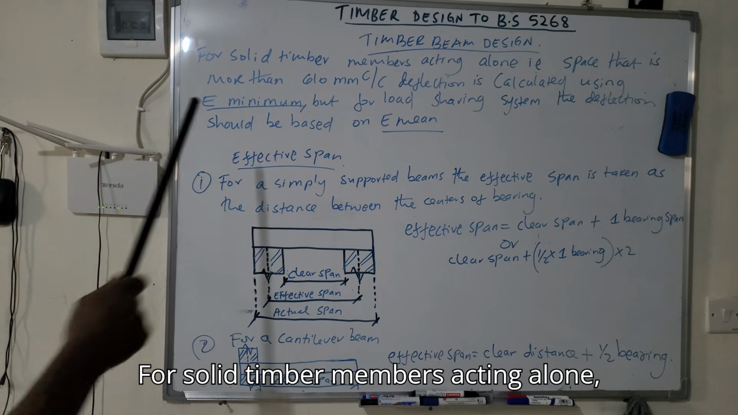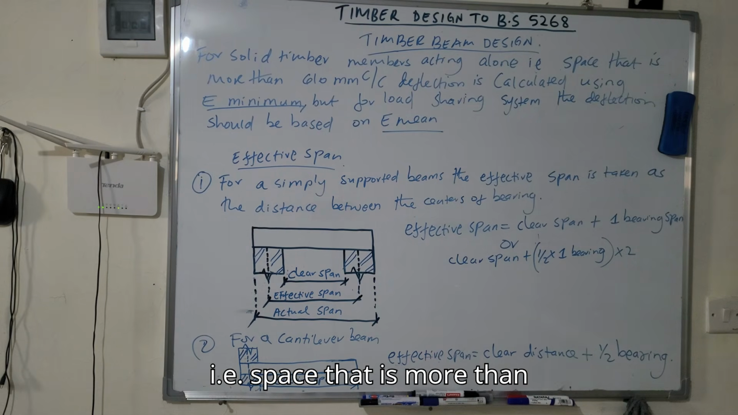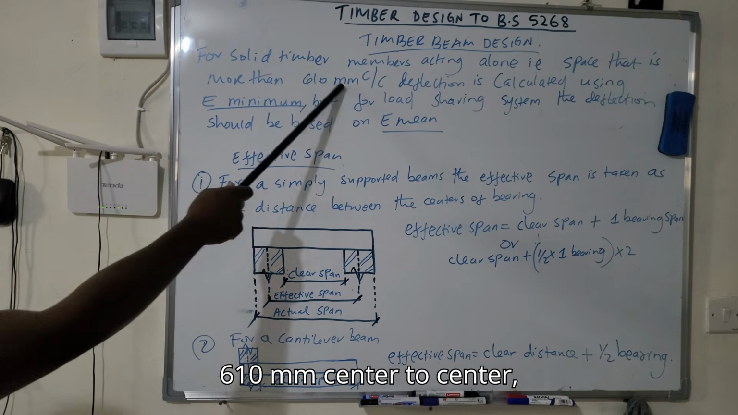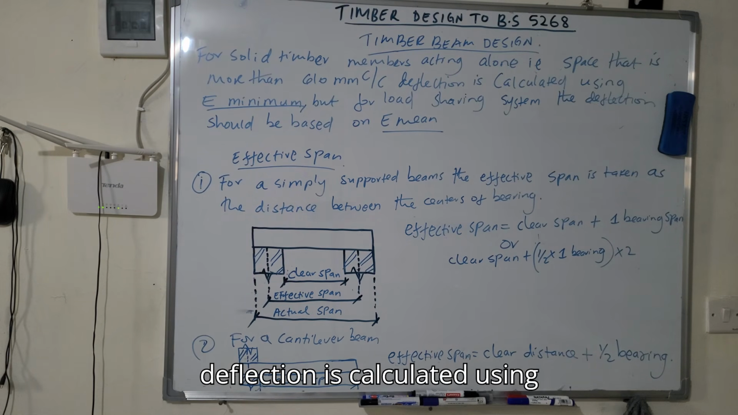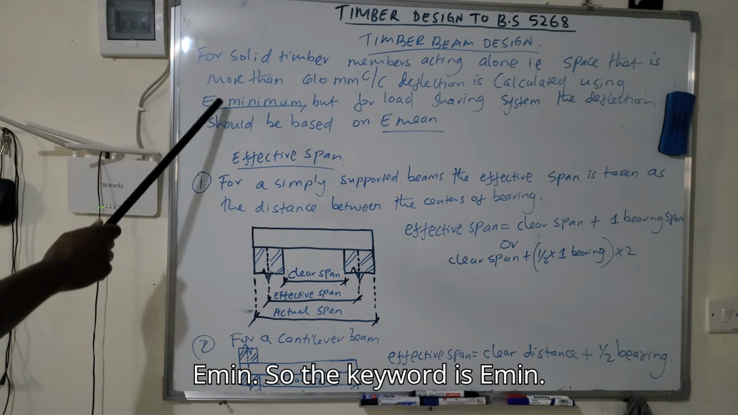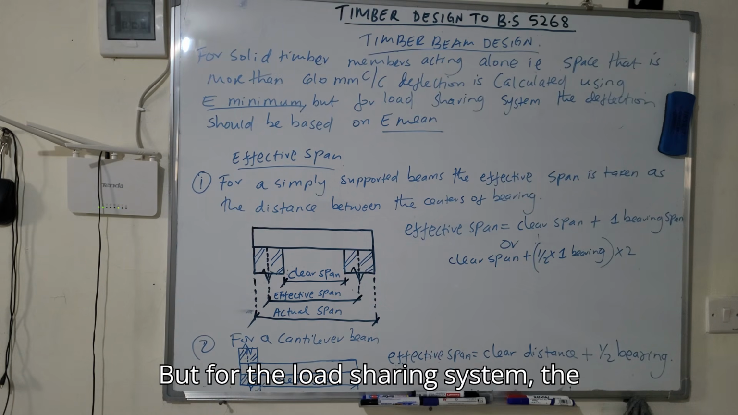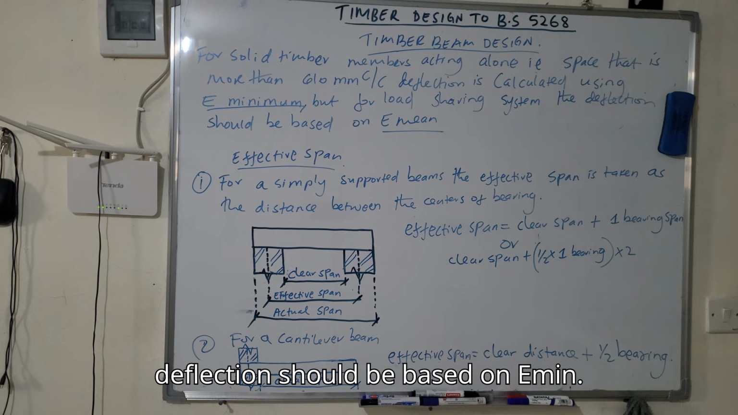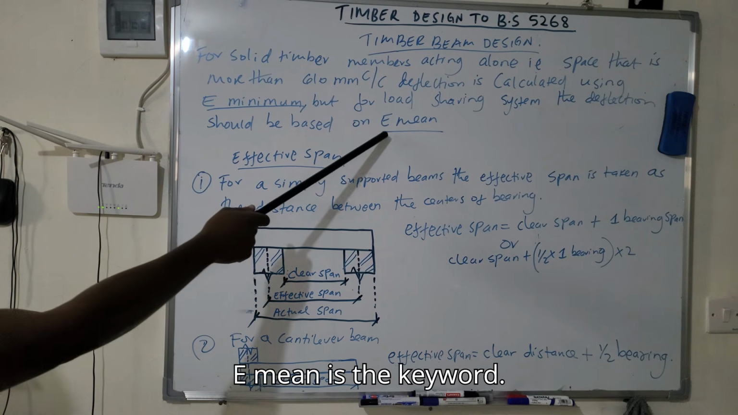For solid timber members acting alone, i.e. spaced more than 610 millimeters center to center, deflection is calculated using E minimum. So the keyword is E minimum. But for the load sharing system, the deflection should be based on E mean. E mean is the keyword.